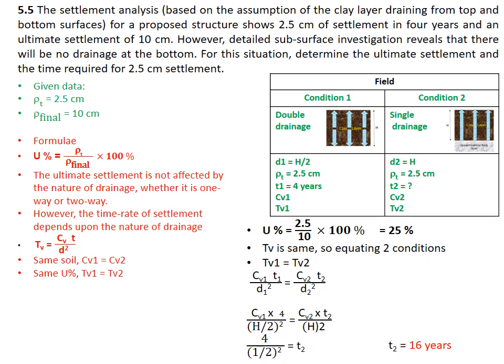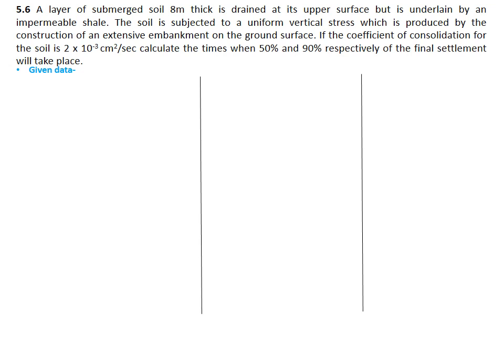So if you look at the time, when there was a double drainage, so water could squeeze from both the sides, top and bottom, it would take 4 years. If you reduce that to single drainage, it will take 16 years. So if you see the relationship, the time multiplies by 4, to 16 years. So this is one important understanding too.